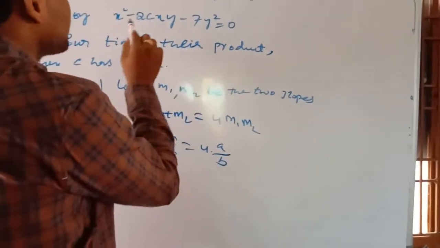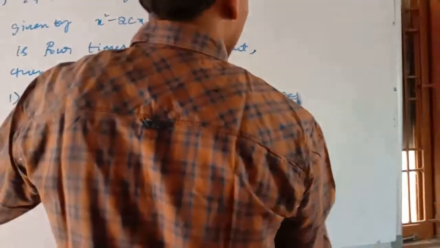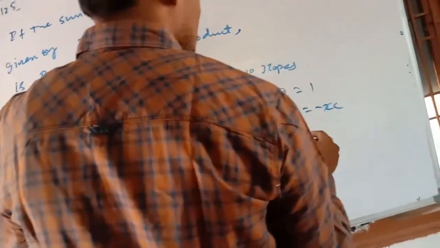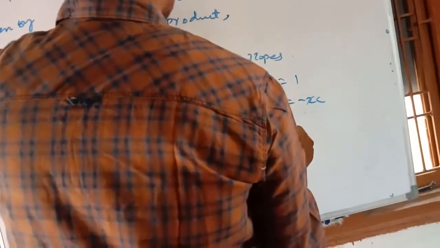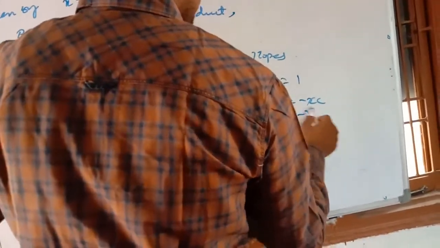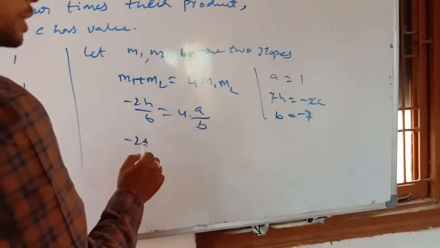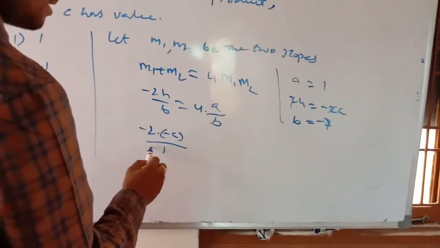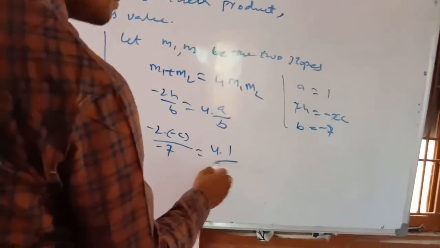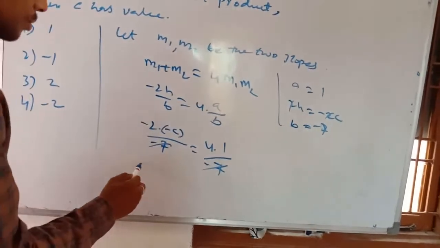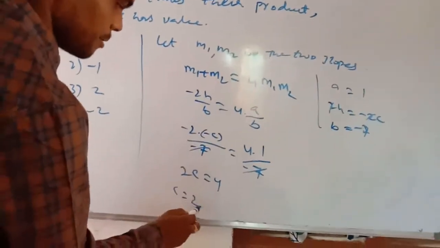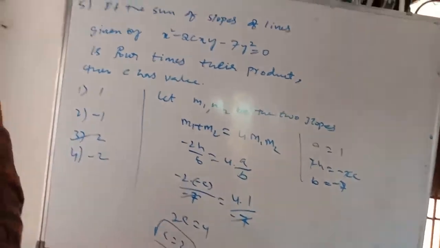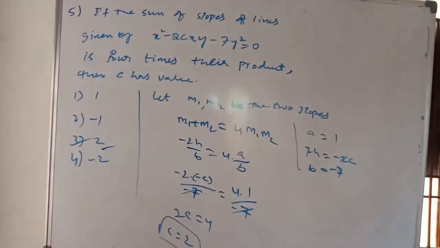Now this is also comparing with the pair of lines. Here a is equal to 1, 2h is equal to minus 2c, h is equal to c, and b is equal to minus 7. Now substituting the values in these conditions, minus 2h by b is equal to 4 into a by b, that is minus 2c by minus 7 is equal to 4 into 1 by minus 7. Now this is cancelled. 2c is equal to 4 and c is equal to 2. Now the answer is the third option. Okay, write down.